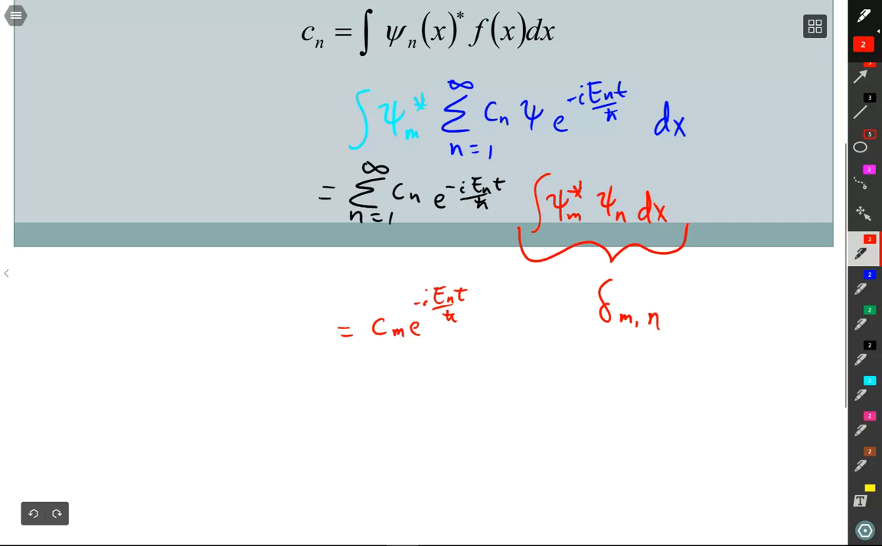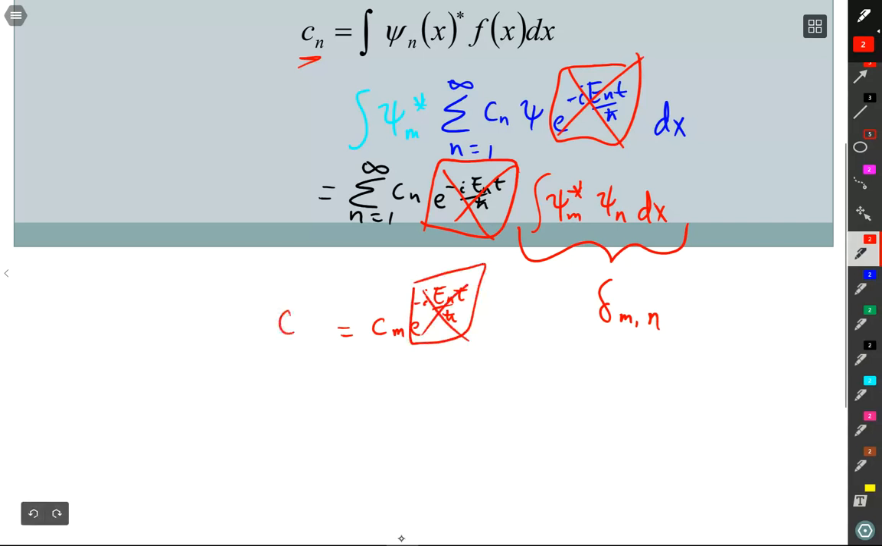Now, there's one thing I did here that I shouldn't have done. I have the time dependence here, and there's no time dependence on this. This is assuming I'm taking the time independent, right? It has f of x, not f of x comma t. So I was supposed to do it without this to follow what's up above. And if I take that out, then I just have c sub m. That's how we find them.